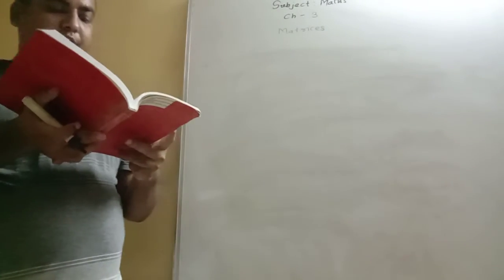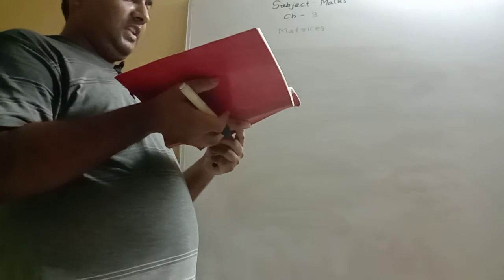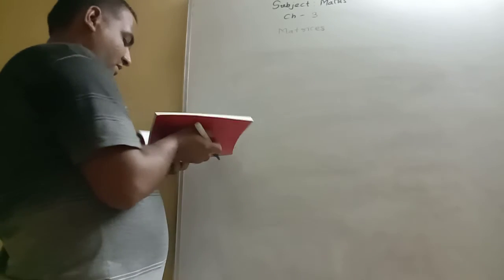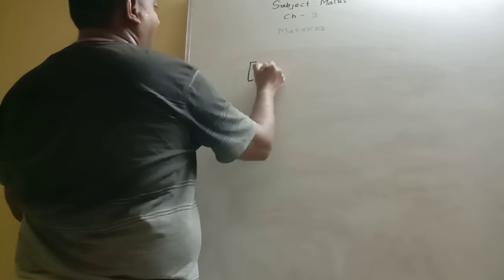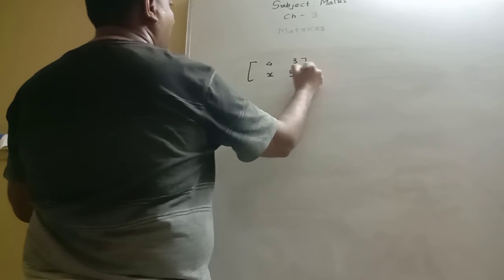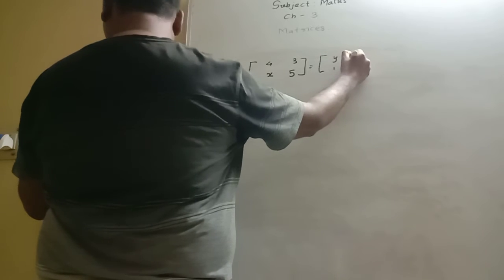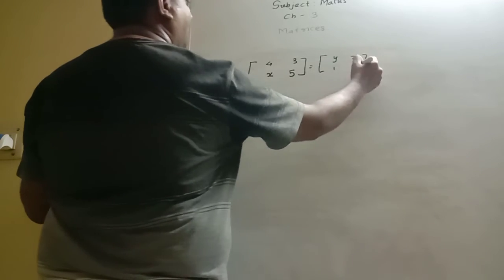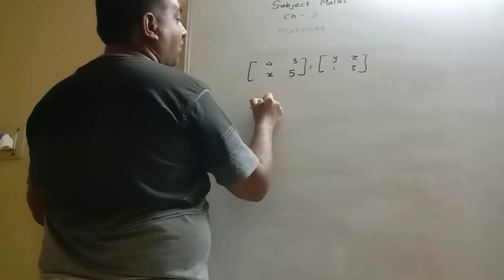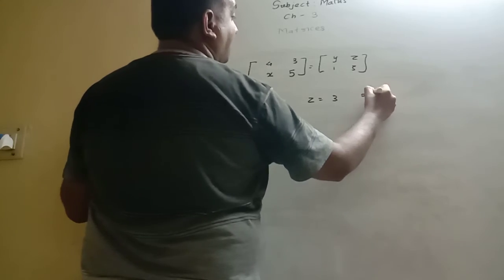Question 4 and 5, remaining questions are the same, so try yourself. Now we'll see question 6. The first question is there: for x, 3 5 equals to y, z, 5 are equal, then find x, y, z. So very simple, we compare the elements, then y equals to 4, z equals to 3 and x equals to 1.